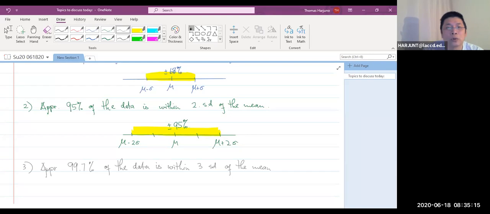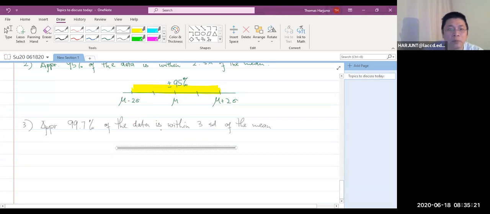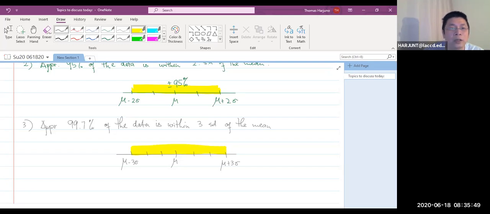Okay, so number line wise, if the mean is here, and you go 3 standard deviations away to the right and 3 standard deviations to the left, then the portion of the data that lies in this interval is approximately 99.7%.